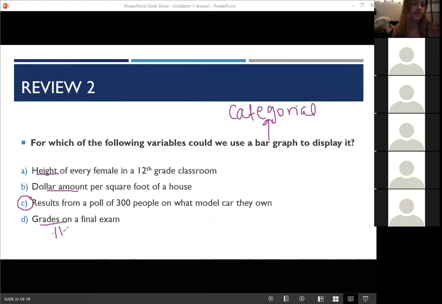If they're number grades. If these were grades in terms of letter grades, that would be categorical, like A, B, C, D. But if we're talking about just grades in general, like percentages, that's going to be quantitative. So since these all are quantitative, C is our only one: type of model car is going to be a categorical variable. So that's why that's our answer. So great job, guys.